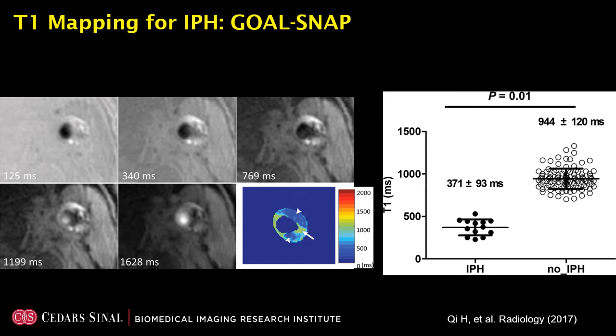5 selected images along the inversion recovery curve were reconstructed from the gold snap data with the corresponding inversion time shown at each image. In the estimated T1 map, the arrowheads indicate IPH regions with reduced T1 at about 300 milliseconds compared to the T1 of around 1000 milliseconds in the surrounding region.